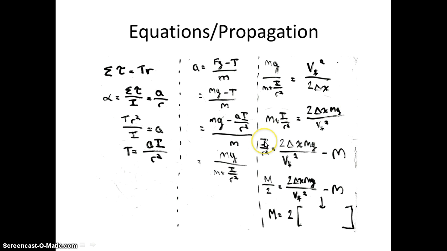Finally, you subtract m from both sides, you get I over r squared equals 2 delta x mg over v final squared minus m. And then, since it's a cylindrical flywheel, your equation for moment of inertia is going to be 1/2 uppercase M r squared, and then the r squares cancel out, so you just get uppercase M over 2. And then finally you get that as equal to this equation. So once you multiply both sides by 2, you get the equation for the mass of the flywheel.